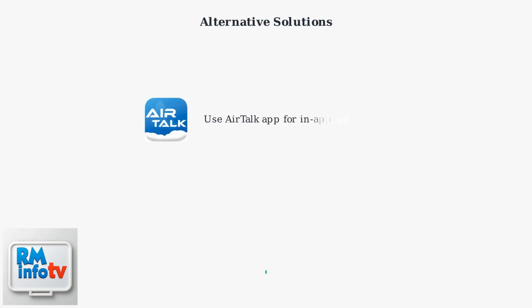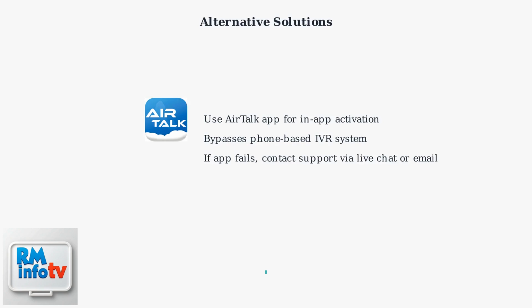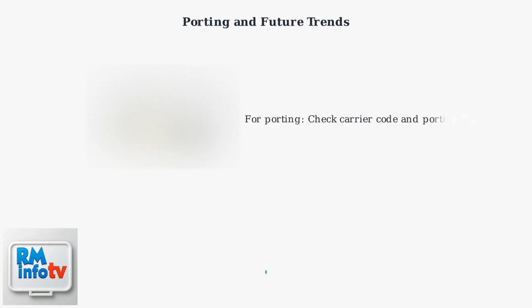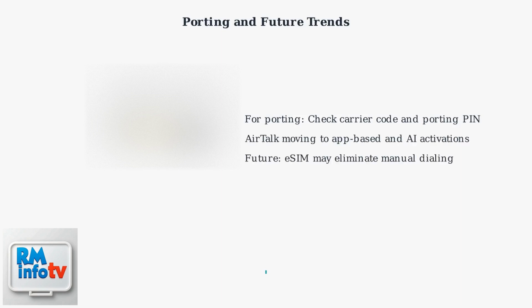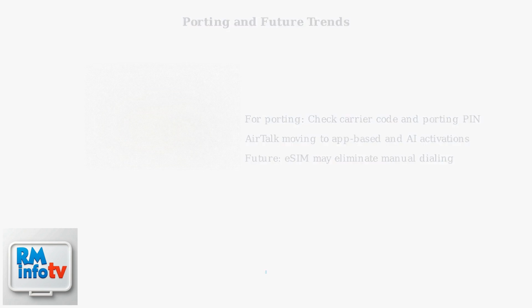If you continue to experience issues with the activation number or IVR system, explore alternative solutions. The AirTalk app offers an in-app activation feature that bypasses the phone-based IVR. If the app also fails, contact AirTalk customer support via live chat or email for assistance. For number porting issues, double-check that you've provided the correct carrier code and porting PIN.